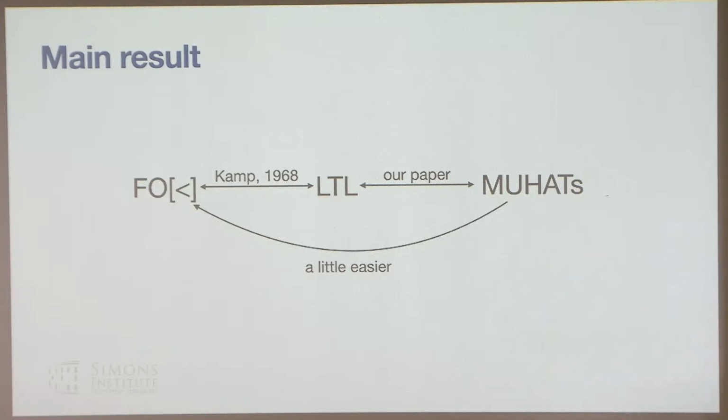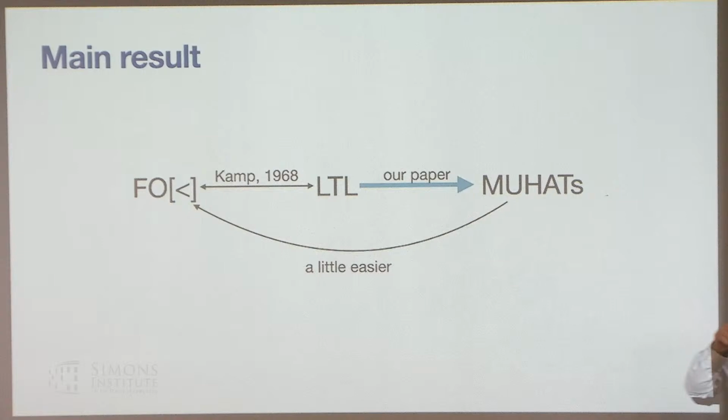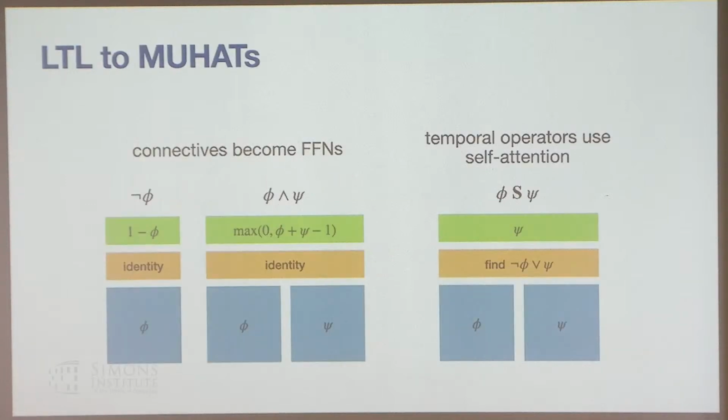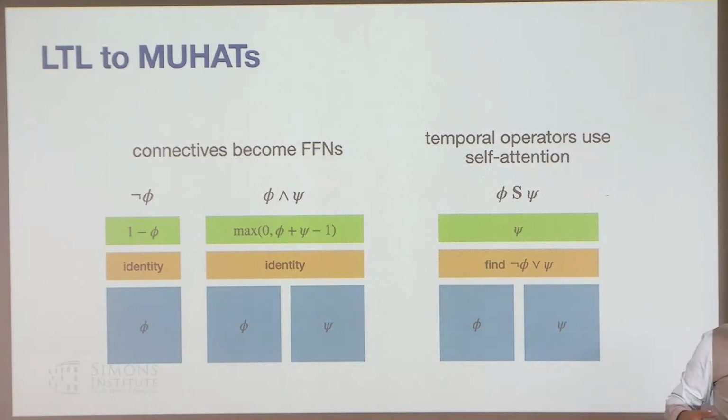Okay, so first I'll give you a very, very brief taste of this direction: converting a formula from LTL into a transformer. I'm not going to show the whole proof. I'm just going to show the basic idea. This is kind of a cartoon version of this. It's going to be by induction on the structure of the LTL formula. LTL formulas have and, or, not, and they have since and until. So you just have to deal with these 5 cases.